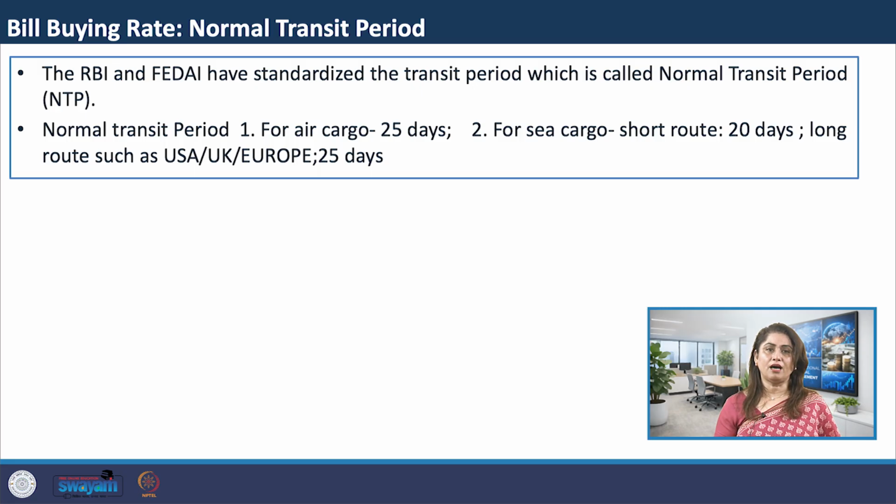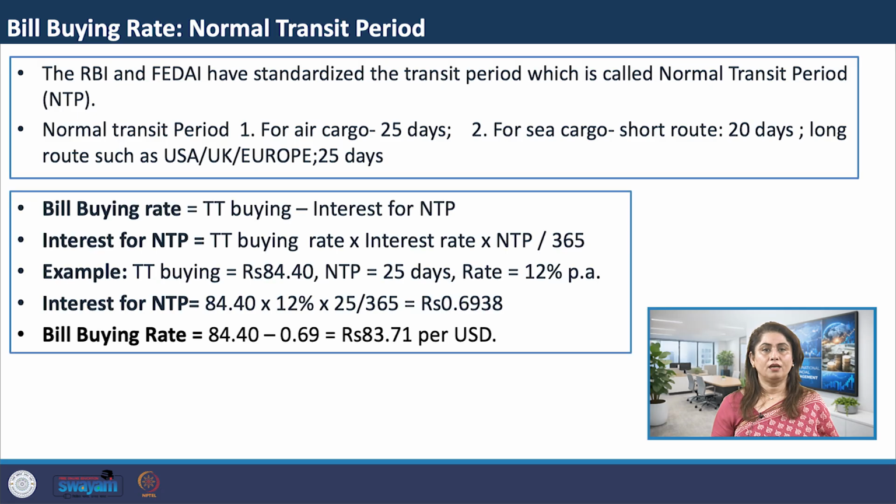And for a sea cargo for long route, which is via USA, UK, Europe, is 25 days. Why standardize? Because banks need a consistent basis for deducting interest. Whether the actual transit takes 18 days or 22 days, the bank applies the standardized NTP to calculate the interest deduction. Now the formula for bill buying rate.